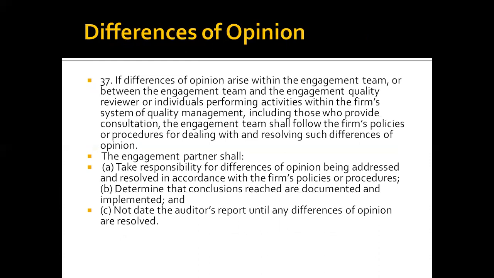Differences of opinion, which is also possible. That's paragraph 37 of the standard. If differences of opinion arise within the engagement team, or between the engagement team and the engagement quality reviewer, or individuals performing activities within the firm's system of quality management, including those who provide consultation, the engagement team shall follow the firm's policies or procedures for dealing with and resolving such differences of opinion. Maybe the engagement team have taken an action or made a professional judgment, and the engagement quality reviewer is querying it, saying maybe it's not in line with best practices. So either party may be wrong, or both of them are wrong. So we need to carefully resolve it. That's what paragraph 37 is saying.